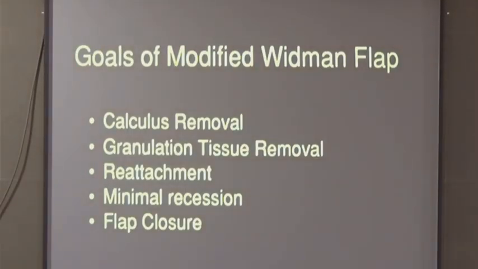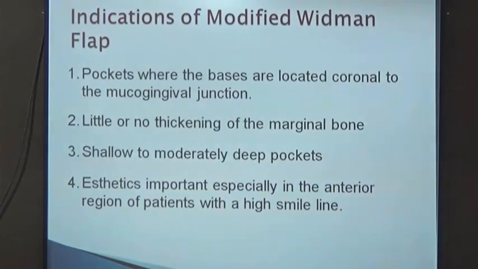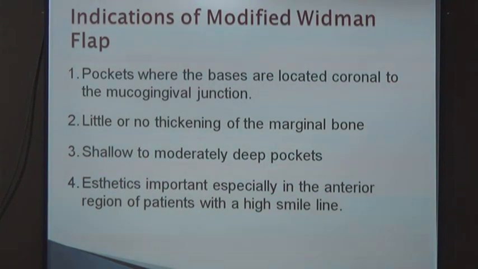Goals of modified Widman: calculus removal, granulation tissue removal, reattachment, minimal recession and flap closure. So when will you do modified Widman? See, pockets where the bases are located coronal to the mucogingival junction, and little or no thickening of the marginal bone, shallow to moderately deep pockets, and aesthetic importance. Aesthetic importance especially in the anterior region, in patients with a high smile line.